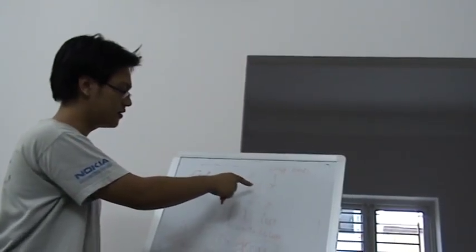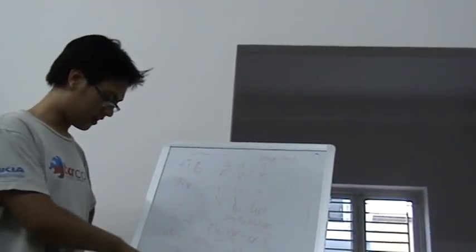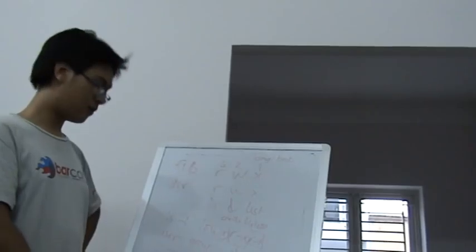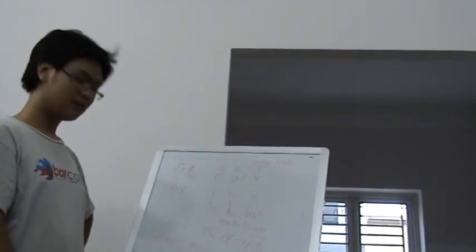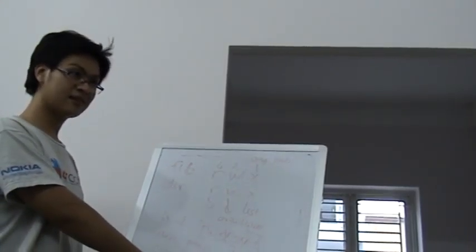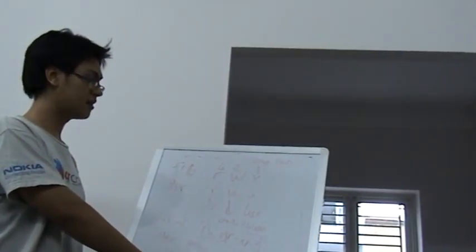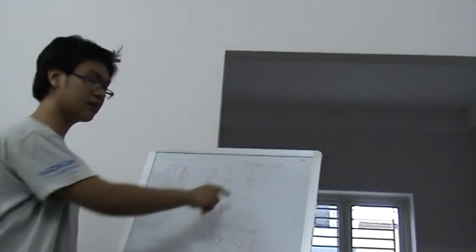So 1 and 2 and 4 totaling 7. So the number 7 means read, write, and execute. The number 5 means what? It means read and execute. Yeah, number 5 means read and execute.